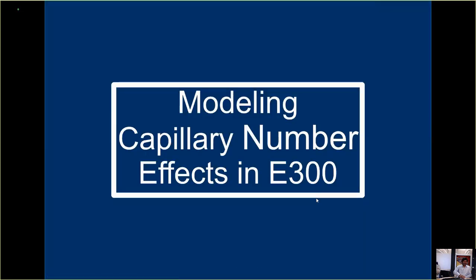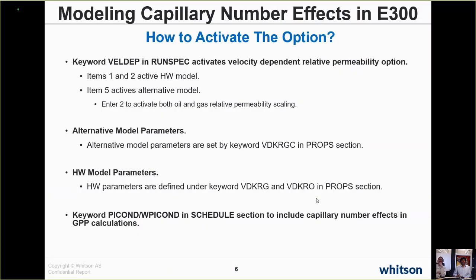So how do we activate the capillary number effect? To activate it, we have to use the keyword VELDEP, velocity dependent relative permeability. This is under WELDEBT in Eclipse 300. It's not available at all in Eclipse 100, so that's why we are modeling capillary number effects in Eclipse 300.